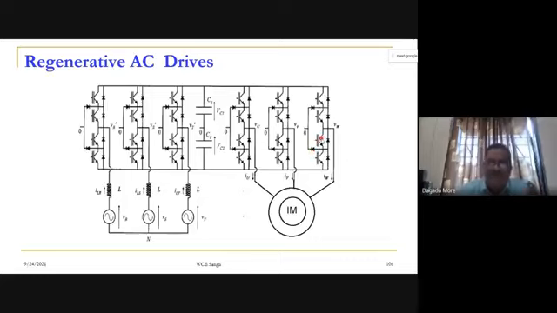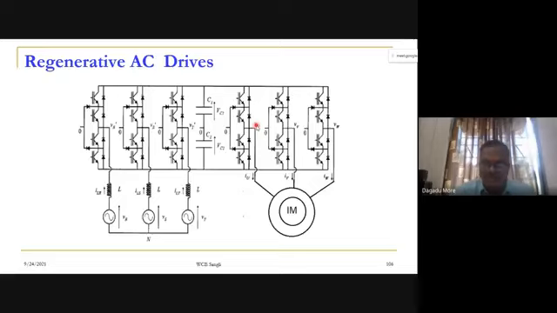And the braking is regenerative braking. Whenever the slip becomes positive, this inverter will become a PWM rectifier and this PWM rectifier will become a PWM inverter. Power flow can be reversed, and whatever power is generated during braking is fed back to the supply. So this drive we can call a regenerative braking drive, a 4-quadrant regenerative AC drive.